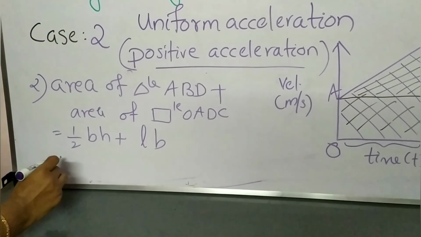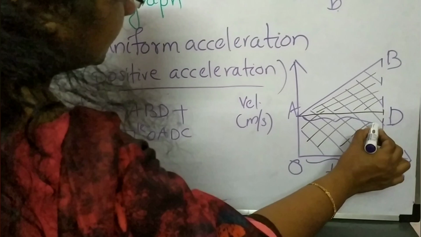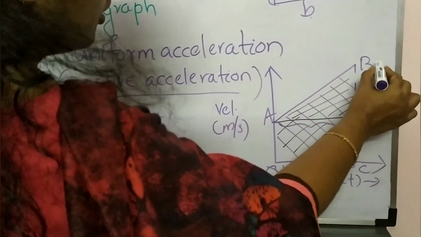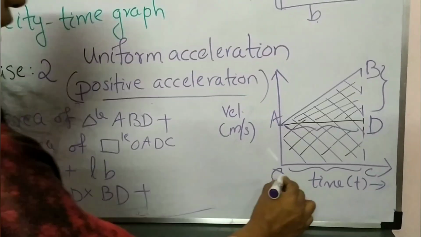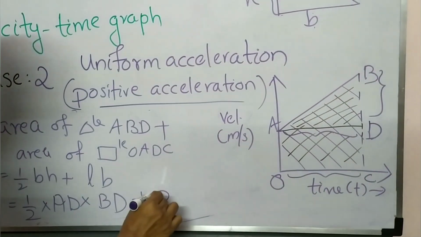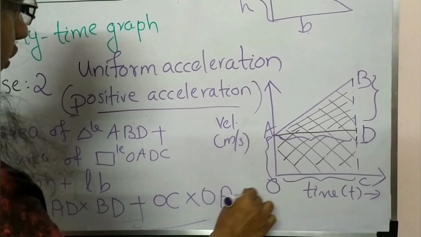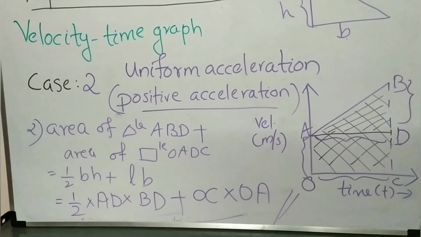Then how to write that? Half into the base of the triangle, that is AD, into the height of the triangle, that is BD, then plus the length of the rectangle, that is OC, into the breadth of the rectangle, that is OA. This gives you the distance covered by that object.